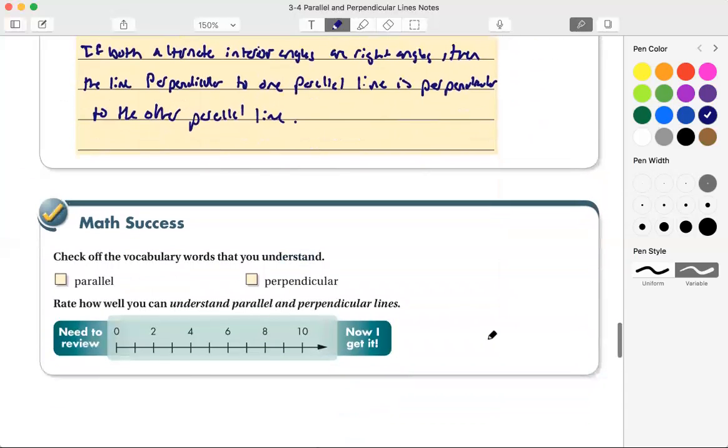All right, and that's the end of the section. You should have these words pretty well understood by now, and that's the end of the section.